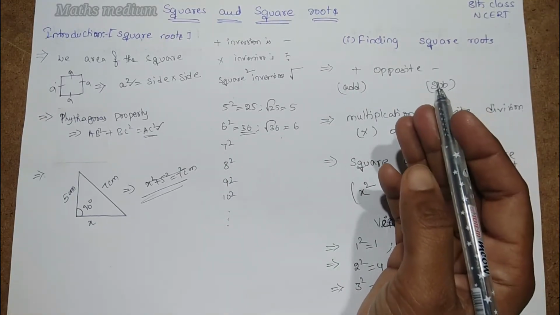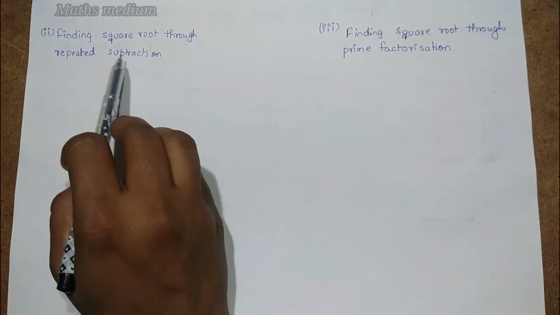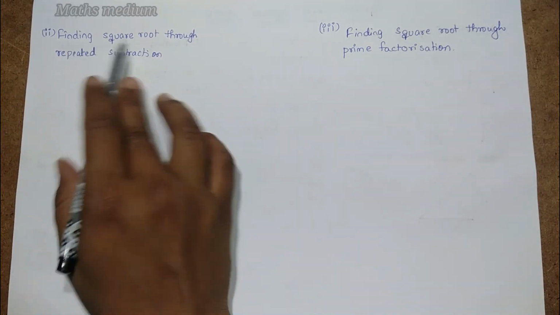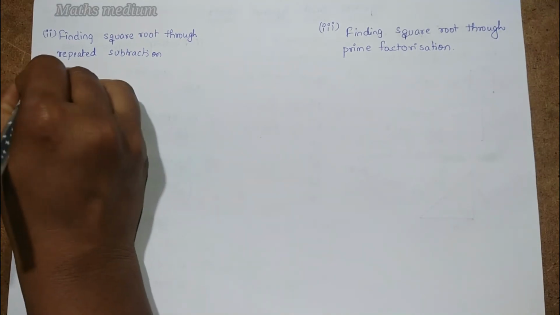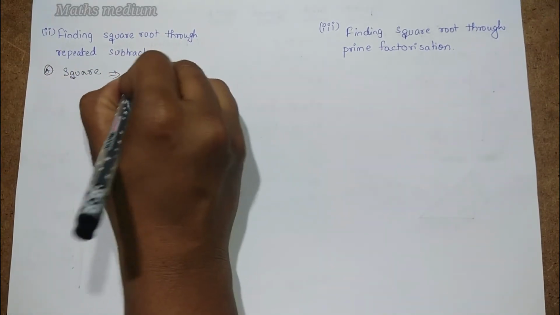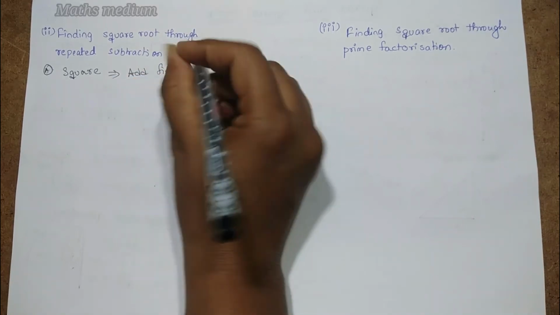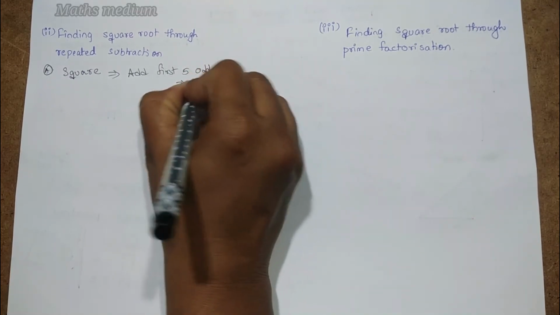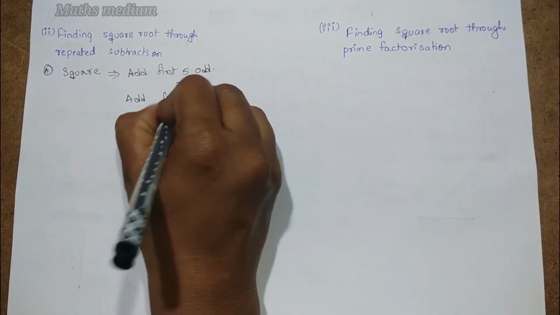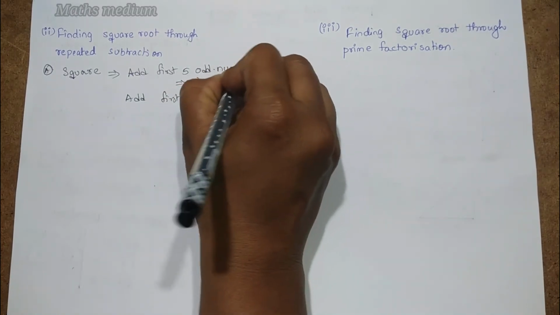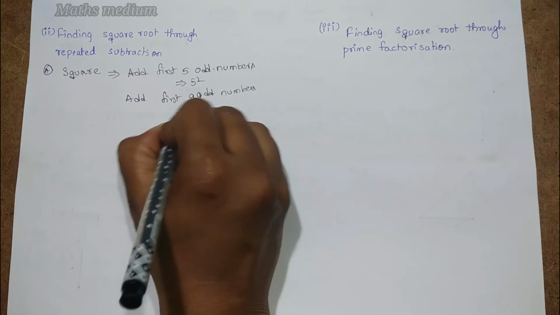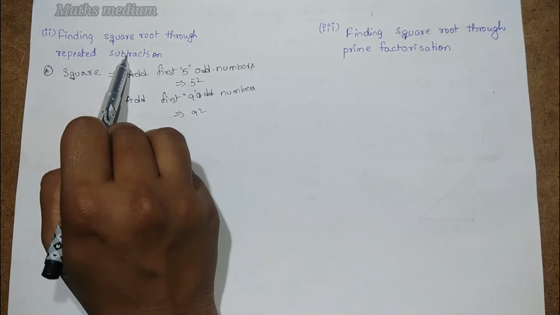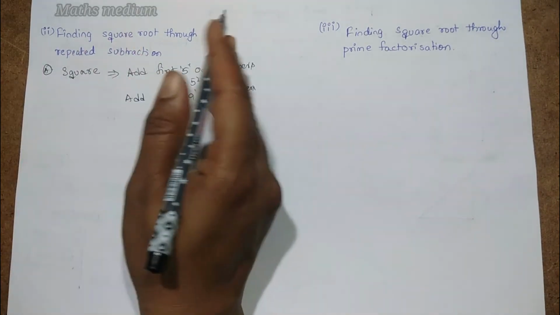Next, coming to the second topic, finding square root through repeated subtraction. In earlier sessions, we discussed about the addition of the squares. But here, finding square root through repeated subtraction. In squares, if we add the first 5 odd numbers, then it is said to be 5 square. If you add the first 9 odd numbers, then it is said to be 9 square. In this also, we are using subtraction to find the square roots. We know that square is opposite to the square root, right?